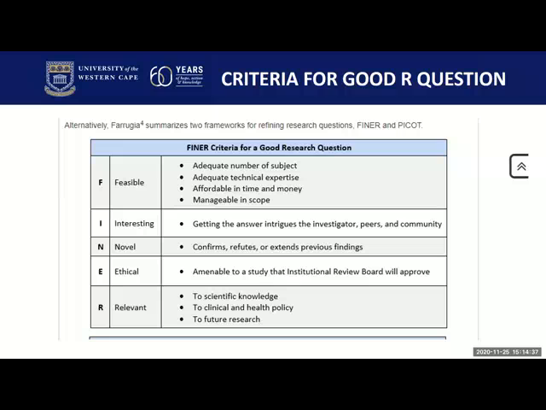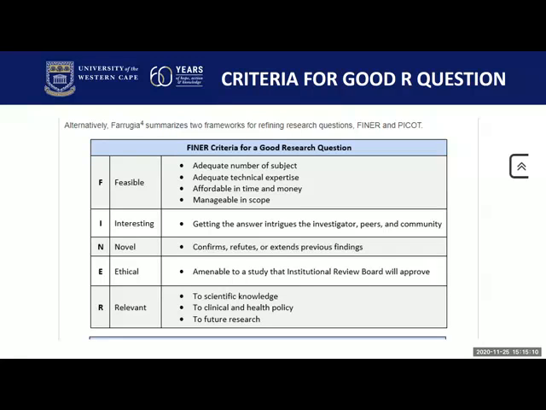First, it must be feasible. Do you have adequate number of subjects, adequate expertise, affordable in time and money, manageable in scope as well? It must be interesting. Getting the answer intrigues the investigator or the community. It must be novel, must be ethical, of course, and it must be relevant. I think for me, relevant is very important to the scientific knowledge, the clinical and health policy, and to future research. So people have developed different kinds of frameworks as well.